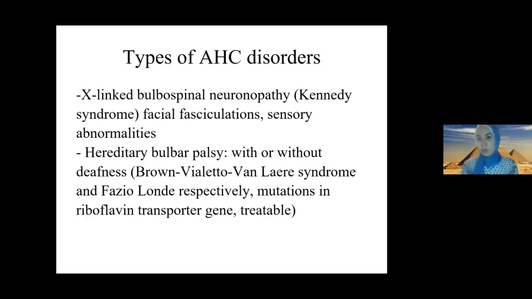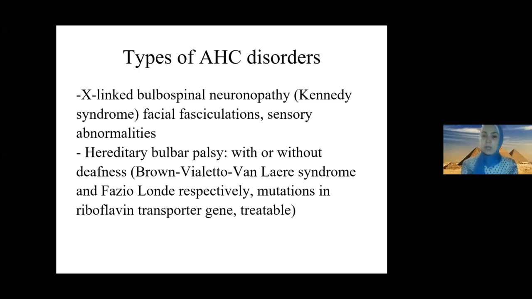Other types of anterior horn cell disorders, we'll go briefly through them because they are rare. They're not common, but we have to be aware. The X-linked bulbospinal neuronopathy, also called Kennedy syndrome. What's special about it is that the patient would have facial fasciculations and the sensory nerve conduction studies would be abnormal, which is against, as I said, the rule of anterior horn cell disorders in general. But in this patient, I could expect to find sensory abnormalities.